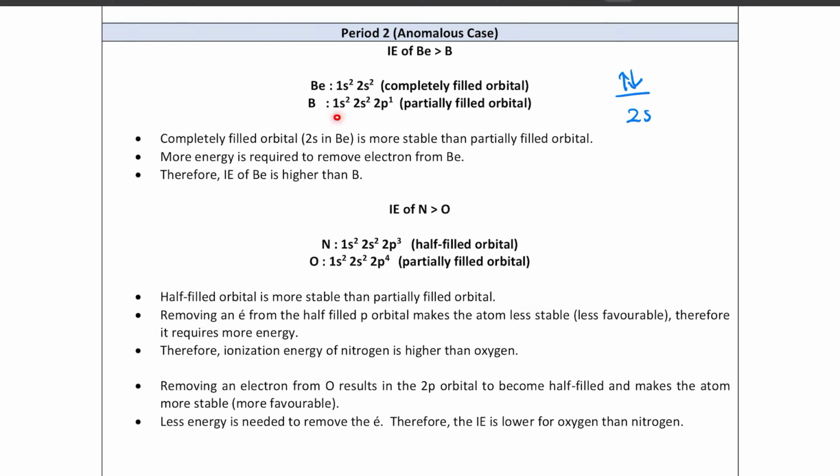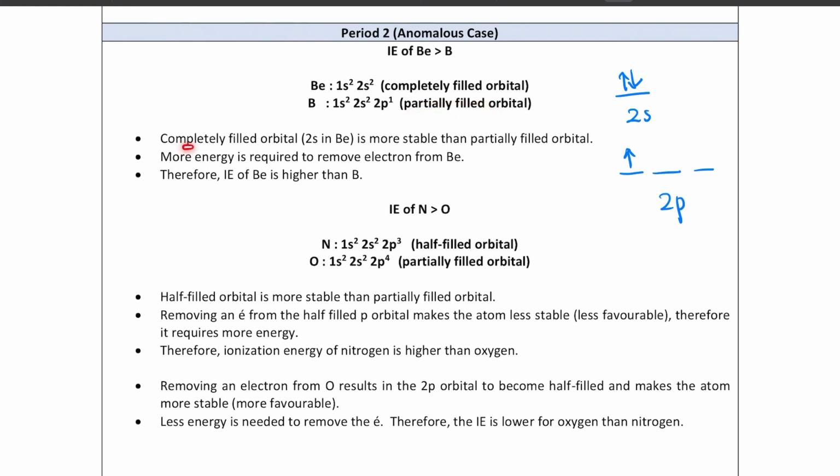For boron 1s2 2s2 2p1 partially filled orbital. Kenapa partially filled? Because dalam 2p ada 3 orbital. Tapi dalam ni hanya ada 1 electron only. So 1 electron over here. So this is what we call partially filled lah. Before this saya dah introduce kat kamu. Kalau dia bukan half filled, kalau bukan separuh, kalau bukan penuh, that means we call it as partially filled.